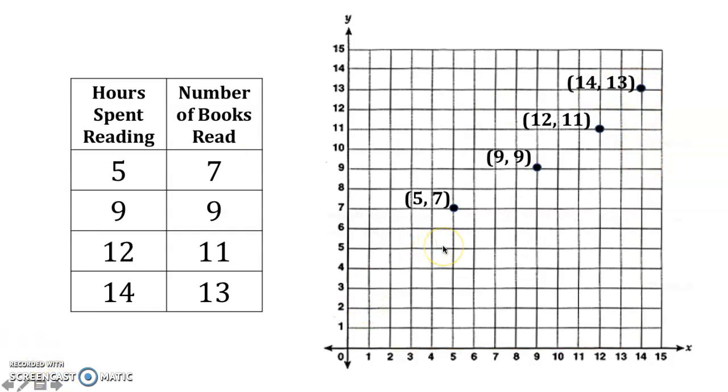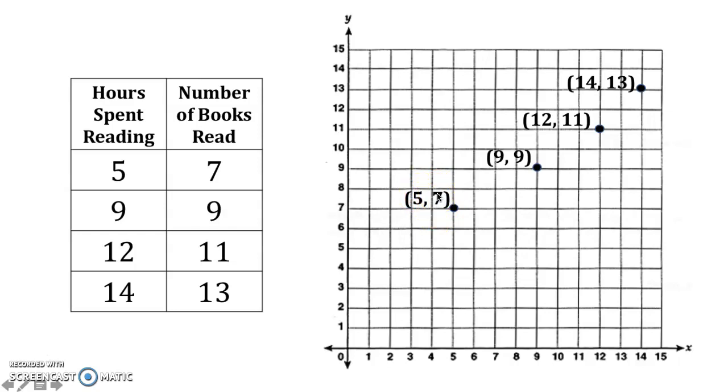Again, I want to emphasize that when we are plotting our points, we make sure that we have parentheses. We also make sure that there's a comma in between each of the digits so that we know that they're separated. This is not 57, this is 5 and 7. And this also cues our mathematician, whoever's looking at your graph, that the digit on the left is your x-coordinate and the digit on the right is your y-coordinate.